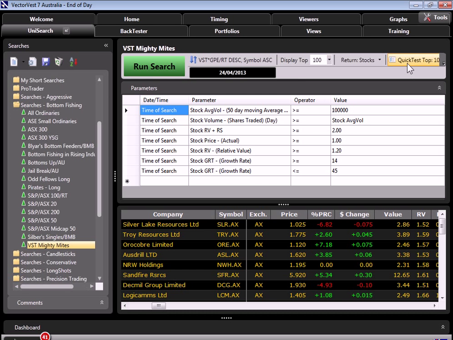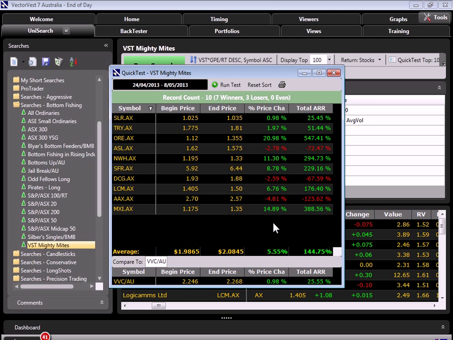If I run that search, quick test the top 10, you could see 5.5%, 7 winners and 3 losers, that's 144% annualized out. So there's just one situation.